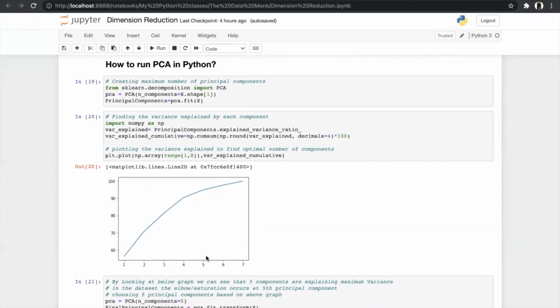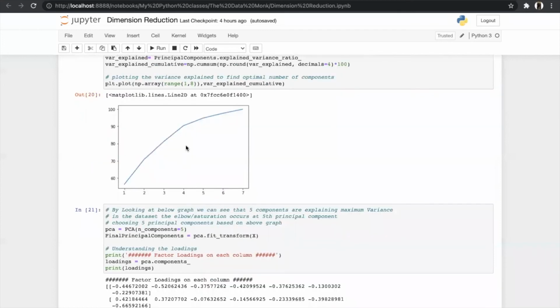As you can see, from point 5, our line is getting straight. Therefore, by looking at the graph, we can see that 5 components are explaining the maximum variance. So for this, we chose n_components equal to 5, and then created our model. Then after creating our model, we fit the data into it. So from this, we have fit our data into the model.